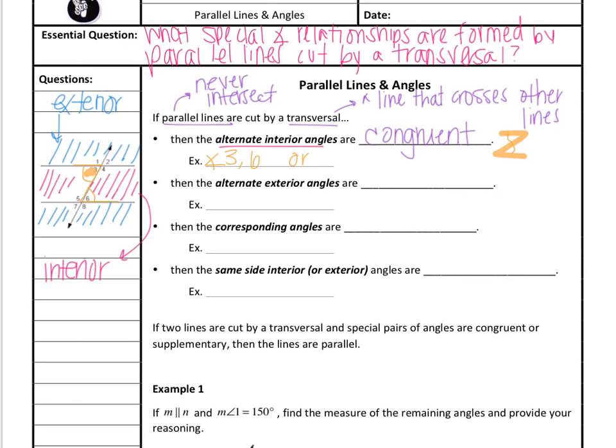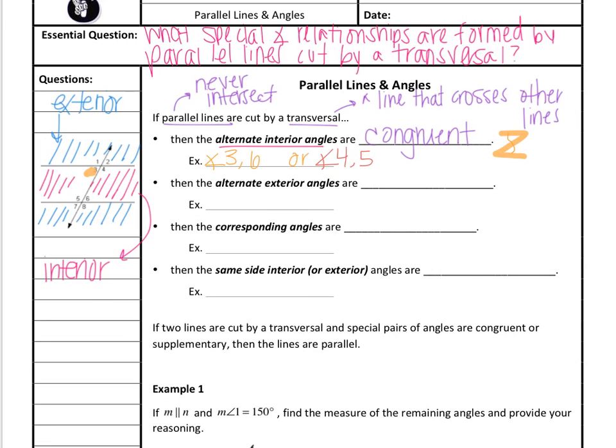Or we could have also talked about the other pair, angle 4, making that backward Z this time, with angle 5. Okay, so I'm just going to erase that stuff. I'm also going to erase my interior, exterior, if I can. Nope, I can't.